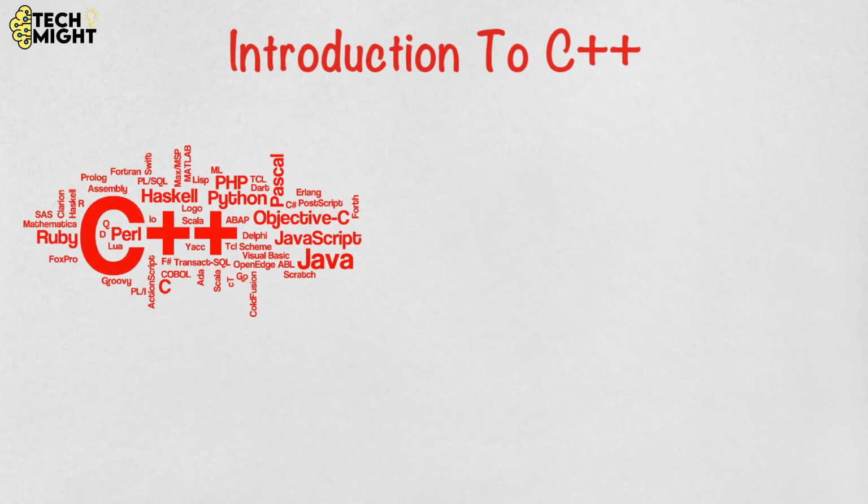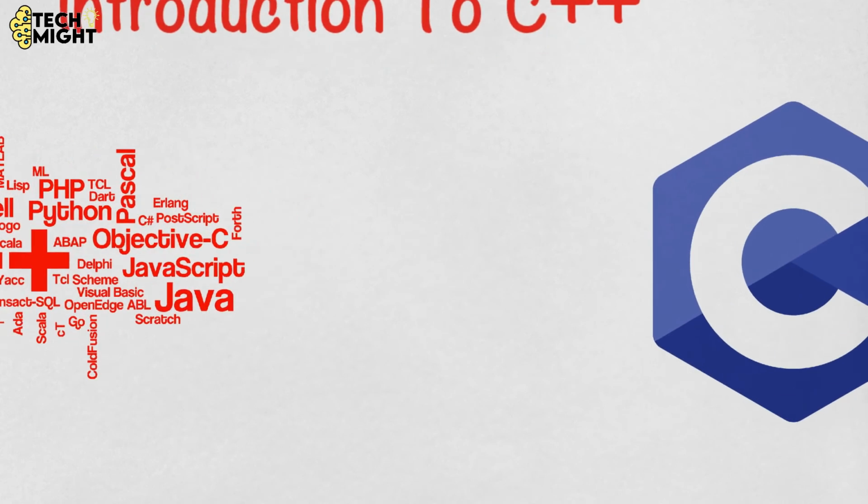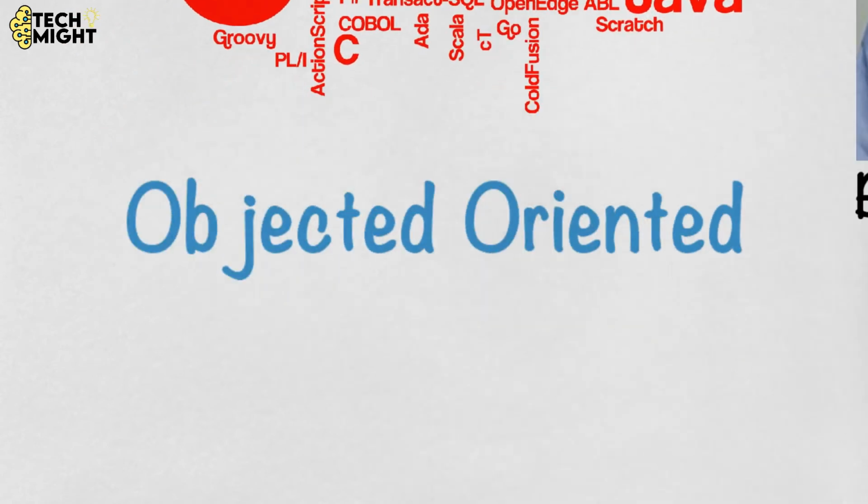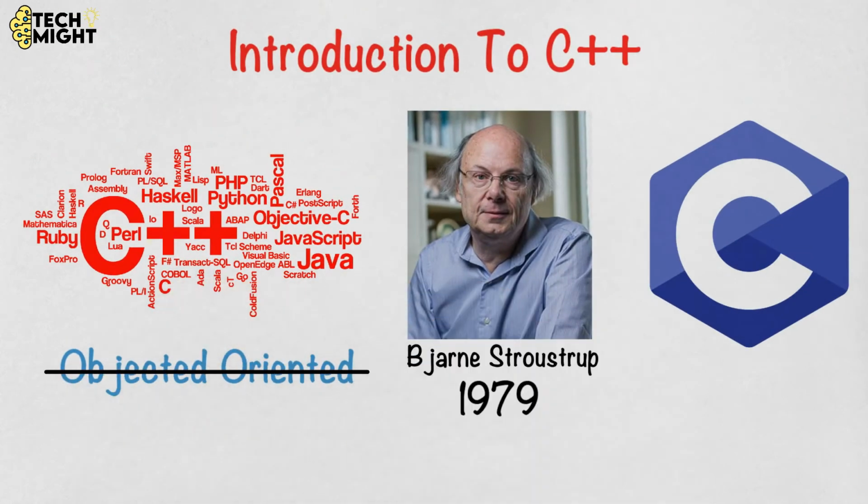C++ is one of the most popular programming languages. It is an extension to C language and was developed by Bjarne Stroustrup at Bell Labs in 1979. C++ is a general-purpose, object-oriented programming language. But it is not purely object-oriented.